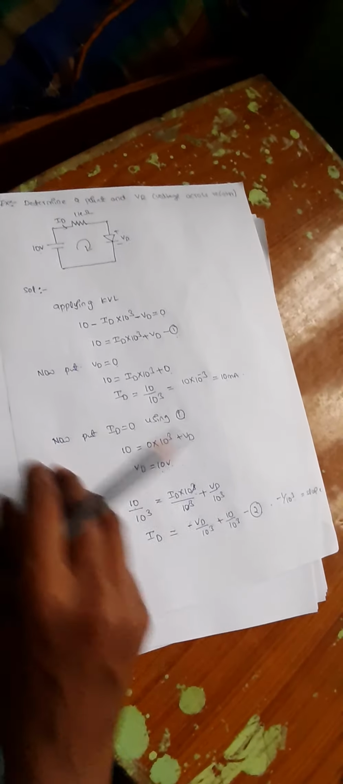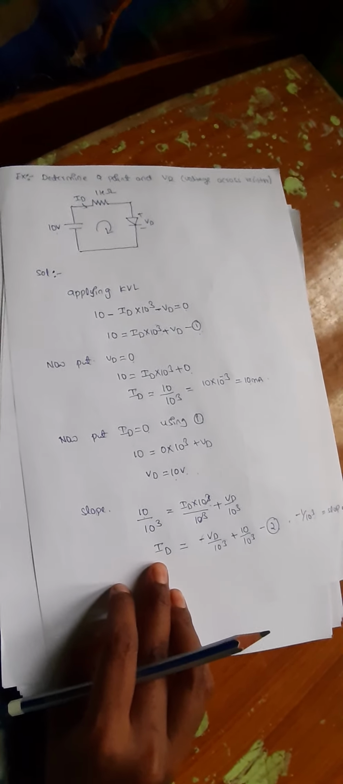Now we need to draw a diagram. To get the value of the operating point, we must consider a graph. There is no graph available here, so that's why I am drawing one. I will give an example using a real graph also, but for now I am considering this one.